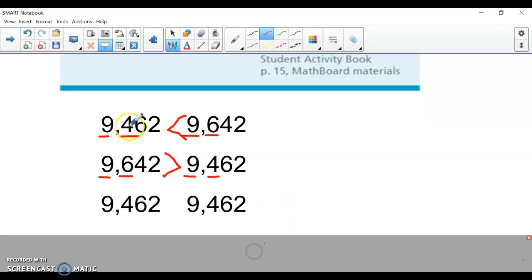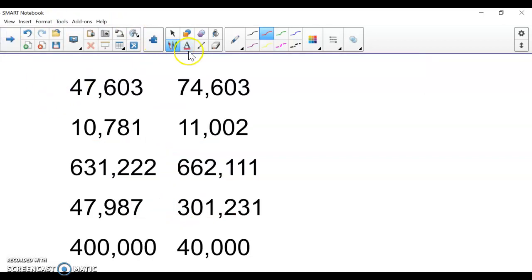And then sometimes we might see, well, wait a minute here. We have a 9 in the thousands, a 9 in the thousands, 4 in the hundreds, 4 in the hundreds, 6 in the tens, 6 in the tens, 2 in the ones, and 2 in the ones. Well, those are equal. So those are the three symbols that you're going to be using today: less than, greater than, or equal to. All right? Well, let's do that with some numbers.